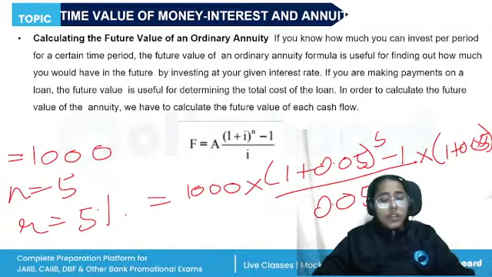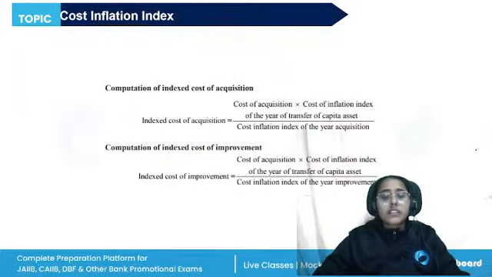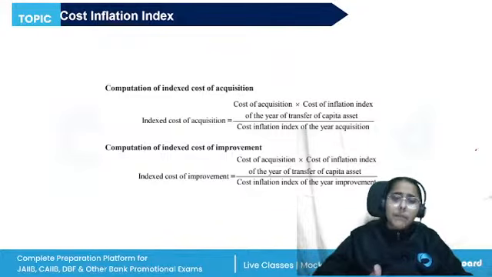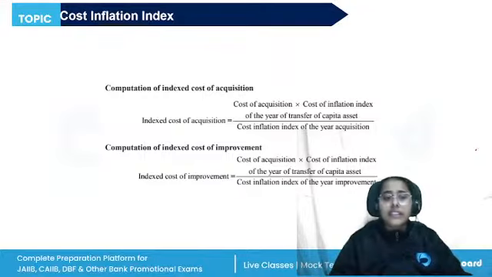So, another important formula which is given is the cost inflation index. Indexation, when we talk of the cost inflation index, is a process by which the cost of acquisition is adjusted against the inflationary rise. In the future, the prices might rise, so we take into account the inflationary pressures. So, for this purpose, the central government has notified the cost inflation index, and the benefit is available only to the long-term capital assets, so we can compute the indexed cost, right?